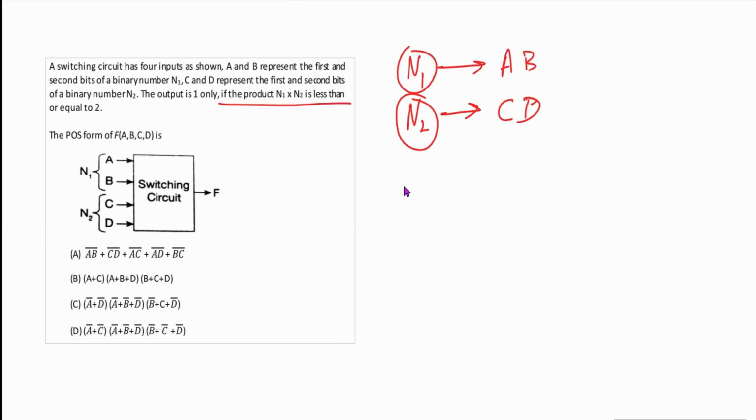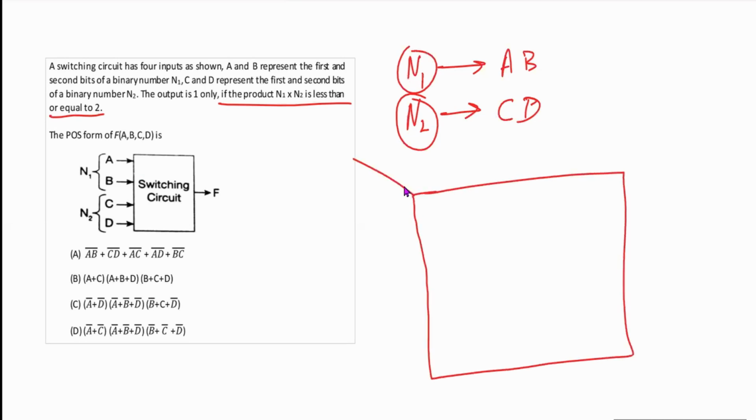This is one important line. Because you are having four variables, two numbers N1 and N2, this is AB, this is CD. I will make one K-map.